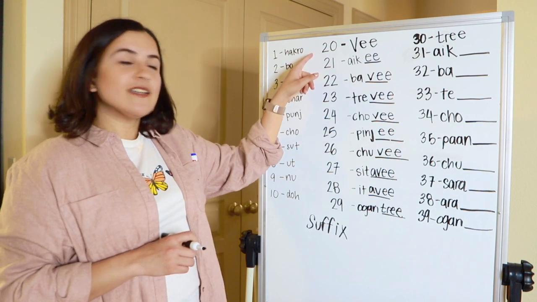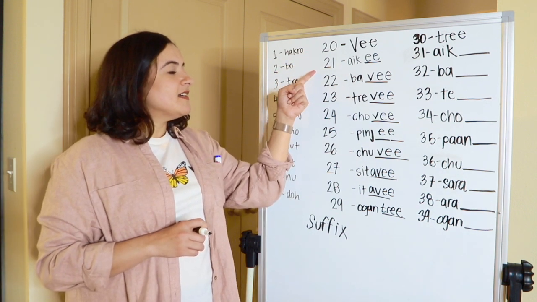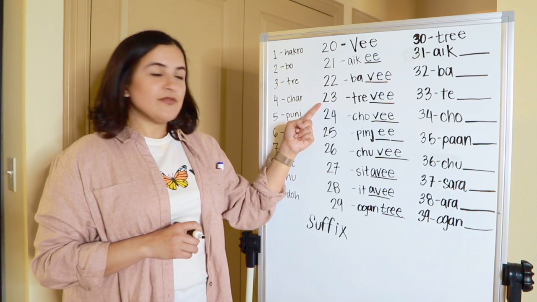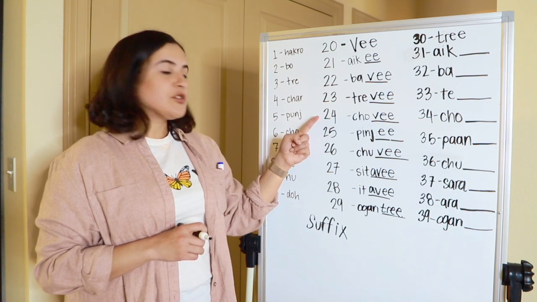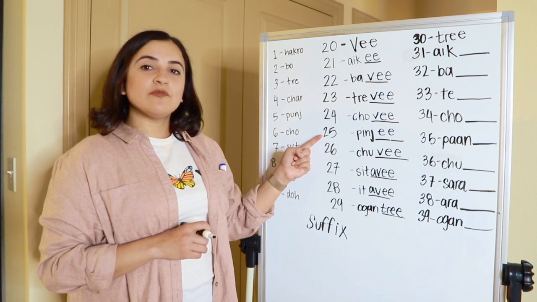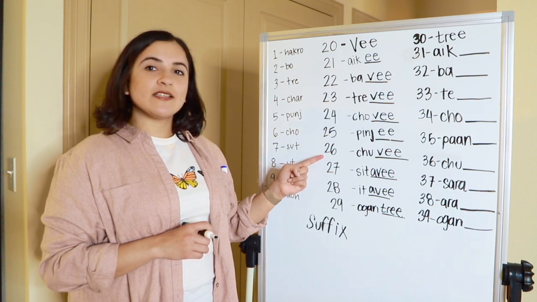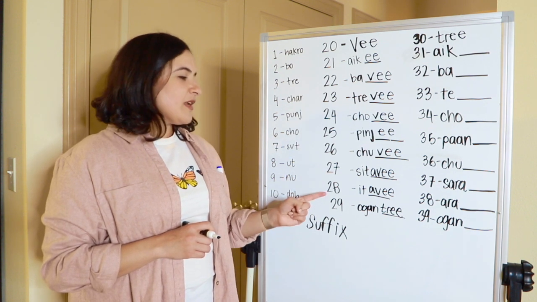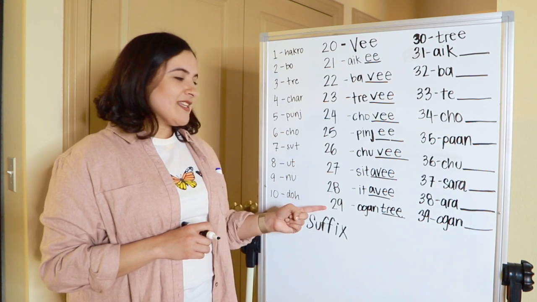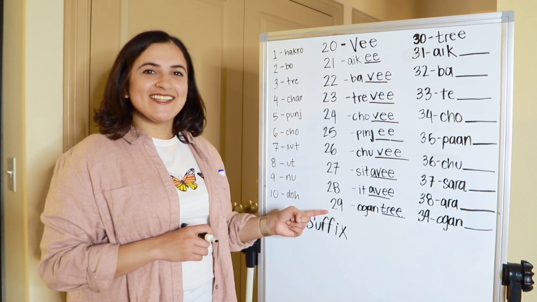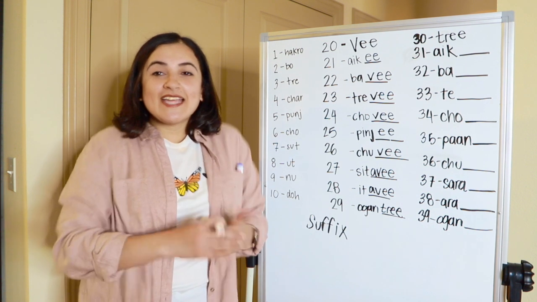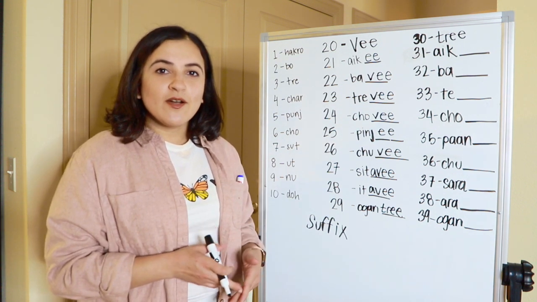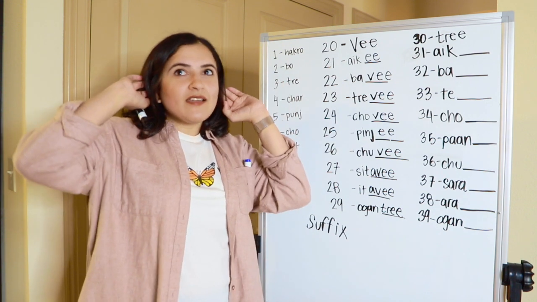So let's go through the 20s. 20 is V. 21, Eki. 22, Bavi. 23, Trevi. 24, Jovi. 25, Binji. 26, Chavi. 27, Sitavi. 28, Ittavi. 29, Ogantri. Alright, that was easy. And it gets easier because you've gotten so much better at recognizing these roots. Ogan, you hear that? You're like, oh, it's something 9.